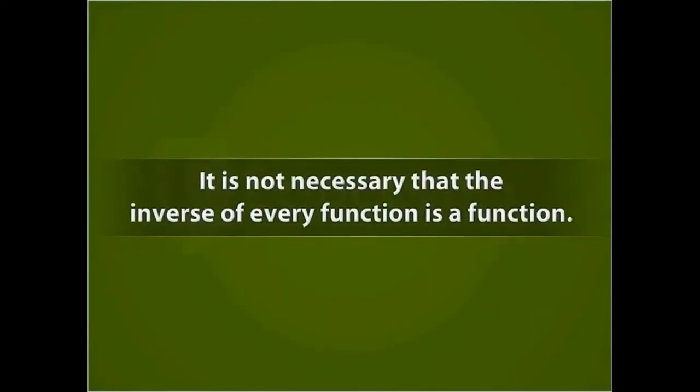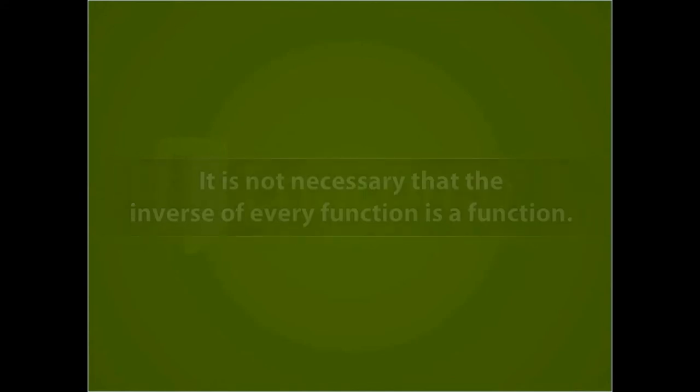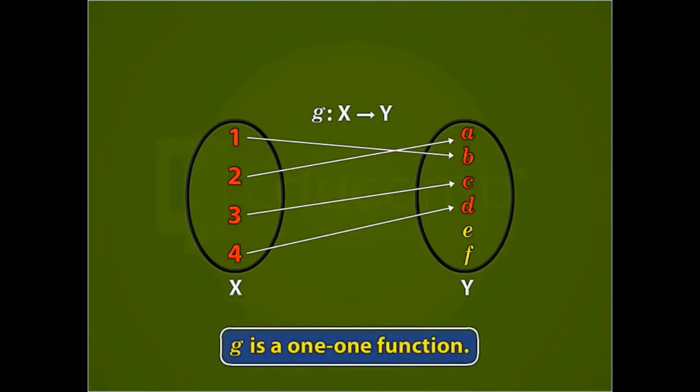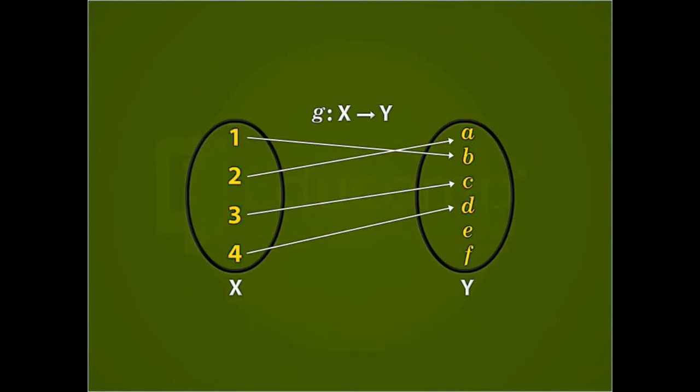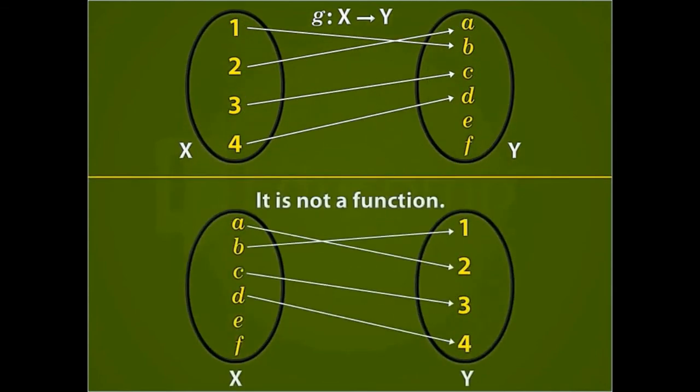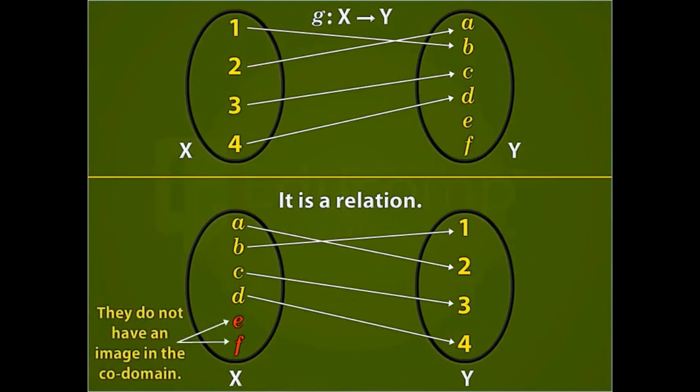It is not necessary that the inverse of every function is a function. Let's understand this with the help of an example. Look at this function g. Since no two elements in its domain have the same image in its codomain, g is a 1-1 function. If we find its inverse, it is not a function, rather it is a relation. This is because every element in the domain of the inverse relation does not have an image in the codomain.